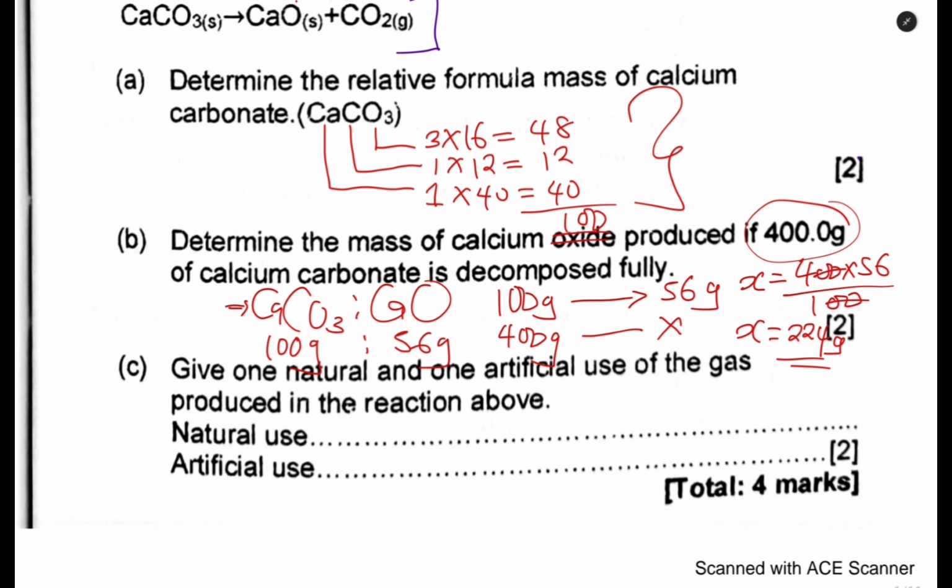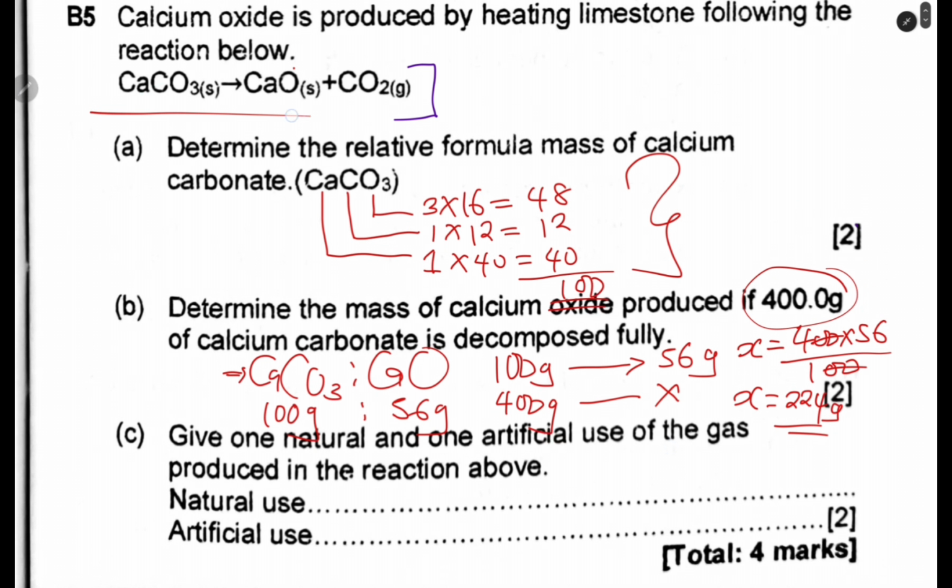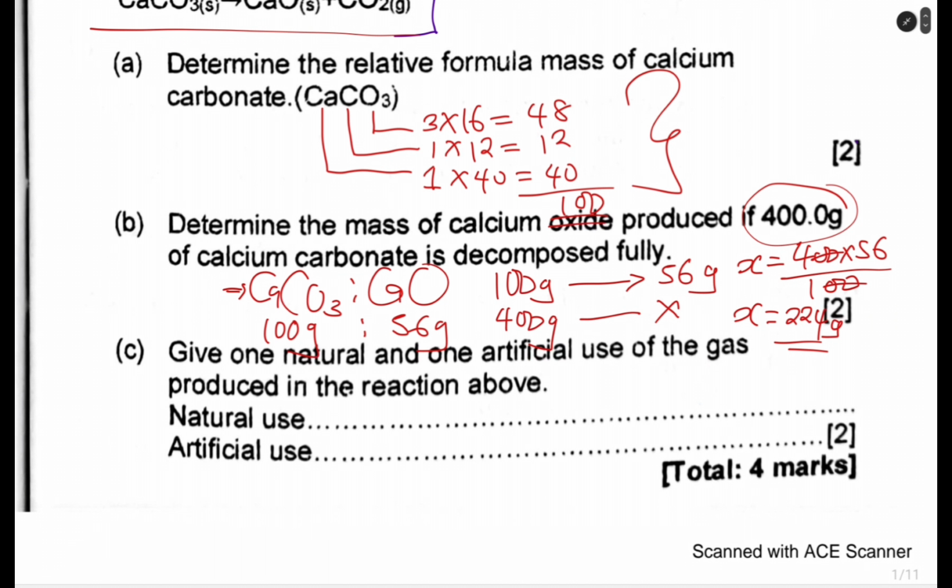Then question C, give one natural and one artificial use of the gas produced in the reaction above. Now, if I look at the reaction here, the gas that is produced is carbon dioxide. So in other words, what is the artificial use of carbon dioxide and what is the natural use of carbon dioxide? For natural use, we are looking at the process that uses carbon dioxide in nature, and we can say used by plants during photosynthesis. You know that carbon dioxide is a raw material needed for plants to manufacture food. Therefore, that is the process of photosynthesis.